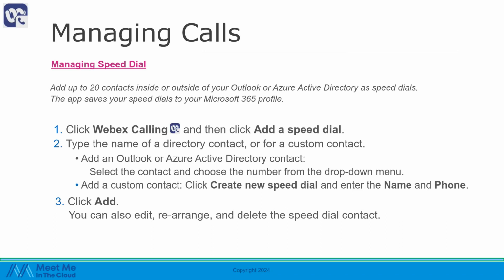Next, type the name of a directory contact, or for a custom contact. To add an Outlook or Azure Active Directory contact, select the contact and choose the number from the drop-down menu. To add a custom contact, click Create New Speed Dial and enter the name and phone. Note that the name field has a maximum character limit of 100, and the phone field has a maximum character limit of 50. Now click Add. You can also edit, rearrange, and delete the speed dial contact.